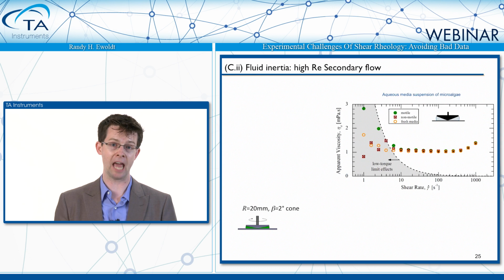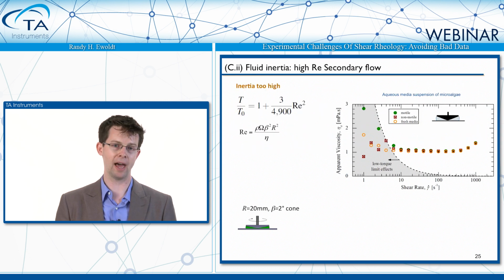But when is that actually happening? And the best criteria for that is to use a Reynolds number. And I choose to use this criteria.